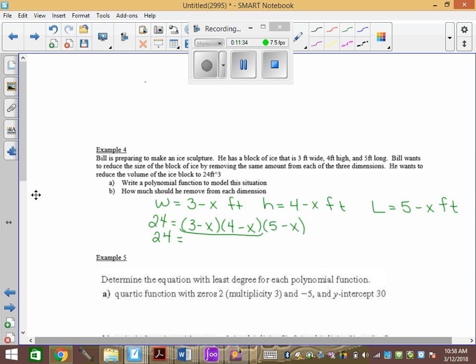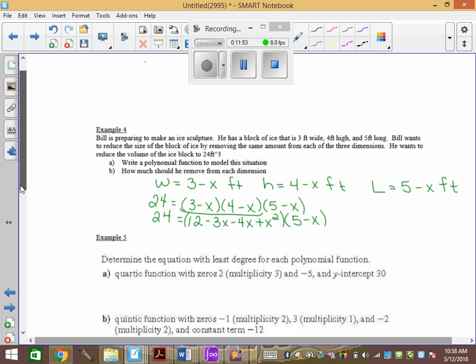We're going to FOIL this first. 3 times 4, sorry, is 12. 3 times negative x is negative 3x. Negative x times 4 is negative 4x. Negative x times negative x is positive x squared. And then that's all multiplied by 5 minus x, which you did this distribution in grade 10.